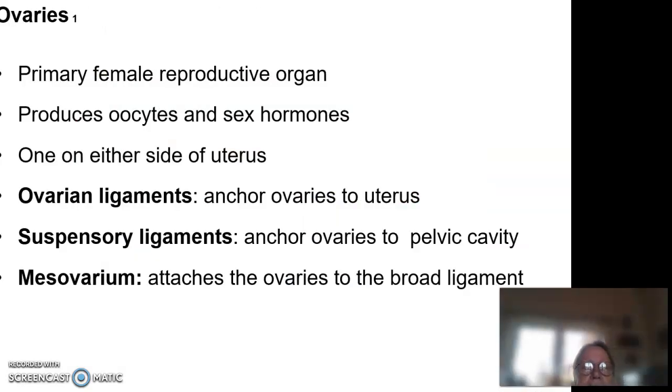You have ovaries, and they're the basic female reproductive organ, and they produce eggs and sex hormones. They have one on each side of the uterus. The ovarian ligaments anchor the ovaries to the uterus. The suspensory ligaments anchor the ovaries to the pelvis, and the mesovariums attach the ovaries to the broad ligaments. So just get an idea that there are ligaments that attach to everything.